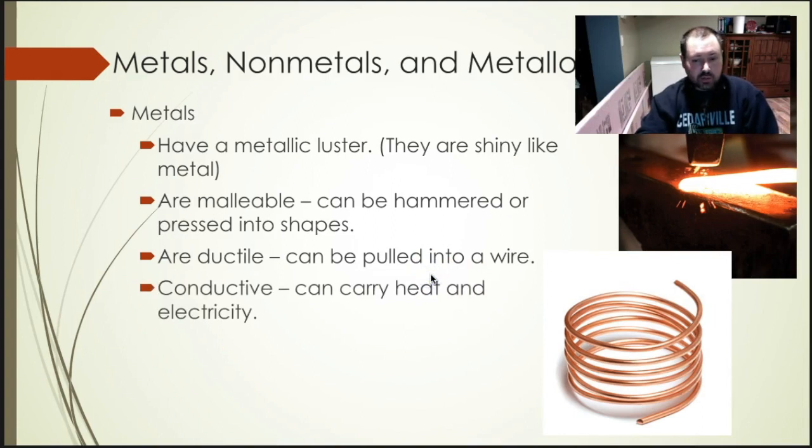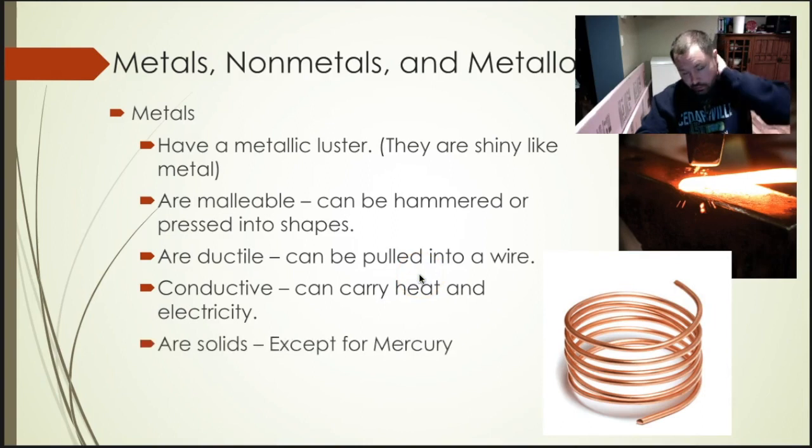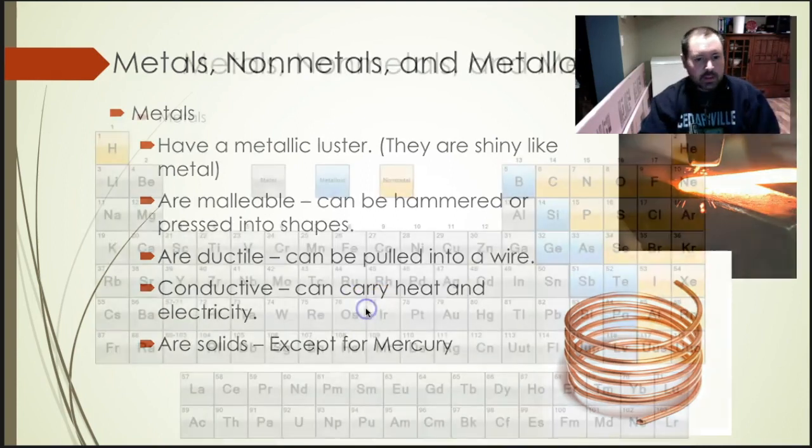And they're conductive, which means heat can go through them. Also, electricity can go through them. And they're all solids. So metals, they're metallic. Duh. You can press them into shapes. They're ductile. You can pull them into a wire. They conduct heat and electricity. They're solids. Almost all of them, except for mercury.